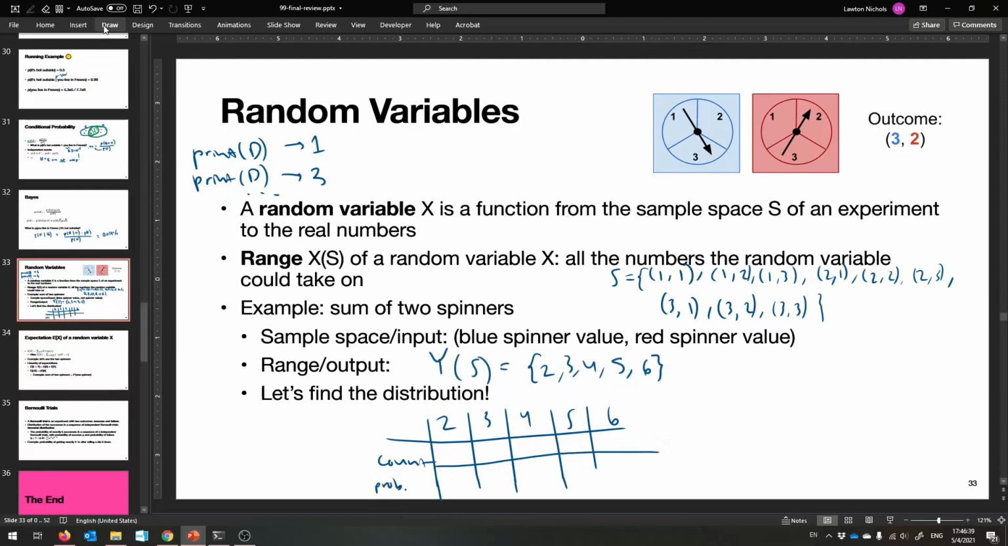So how many different ways are there to spin the spinners and get 2? There's only one way. Same for 6, there's only one way. Now 3, that way and that way. Two ways, right? And now 4. You got this one, you got this one, you got this one, right? That's 3.